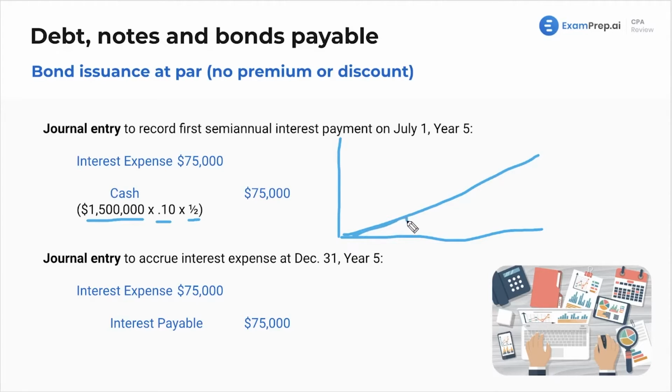So it accrues, we pay it down. It accrues, we pay it down. It accrues, we pay it down. You see that? Accrues, and then we pay it down. So the balance, and we pay it down when we pay the interest payments. However, interest expense is going to keep going up because this is interest expense, right? It's the expense throughout the year.